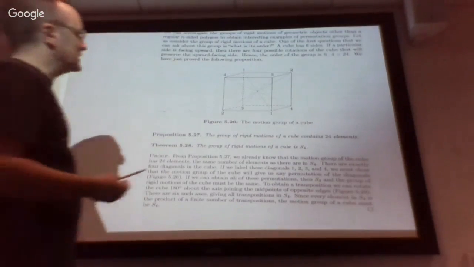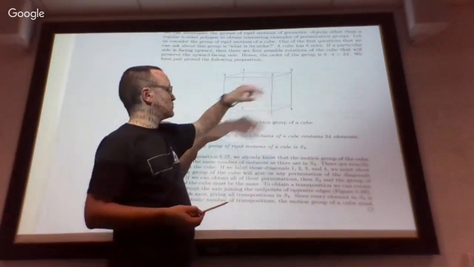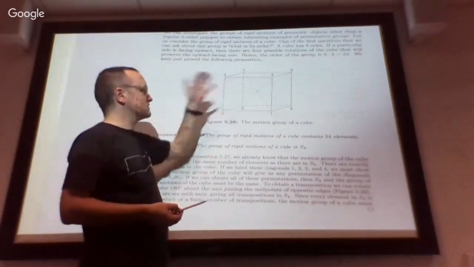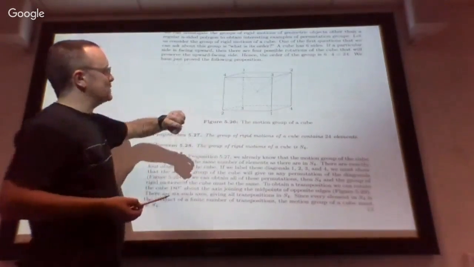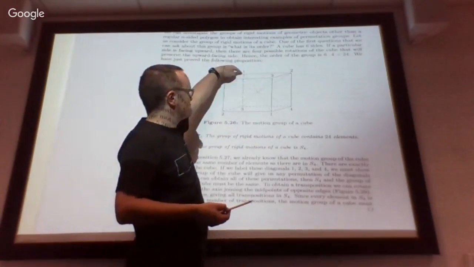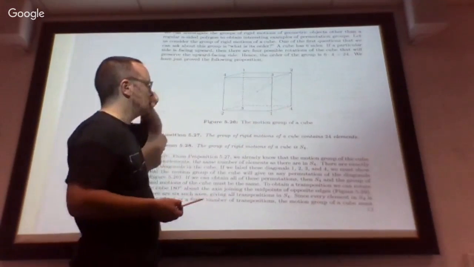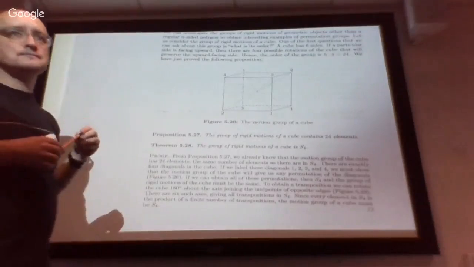But he's not doing, now it looks like he's labeling the vertices there, but he's only using labels 1 to 4. A cube has 8 vertices. The things he's labeling there are the diagonals. This diagonal from vertex 1 up here to vertex 1 down there, that's one of the diagonals of the cube. The cube has 4 diagonals.